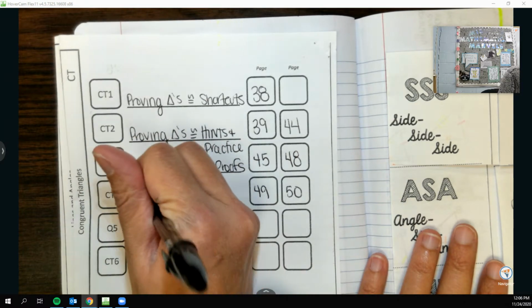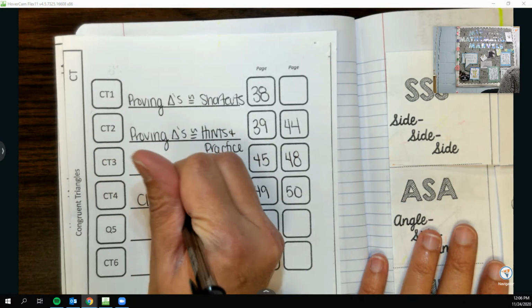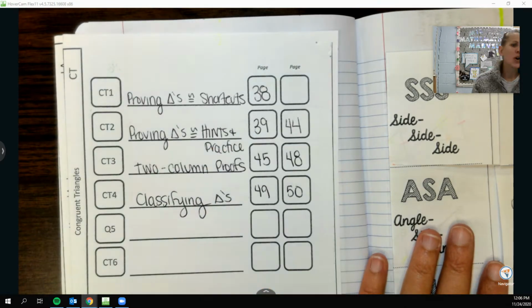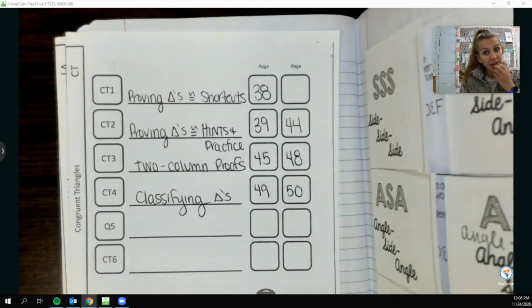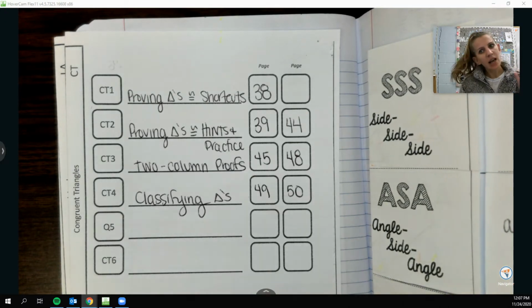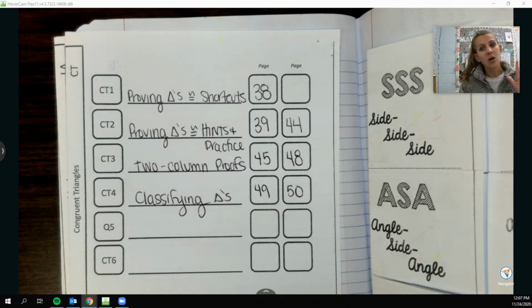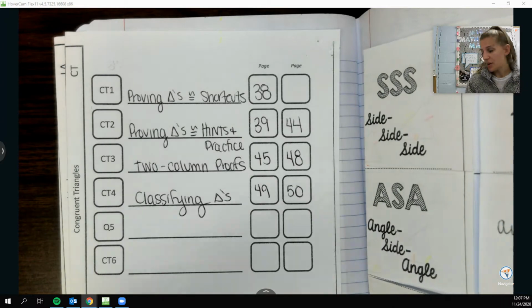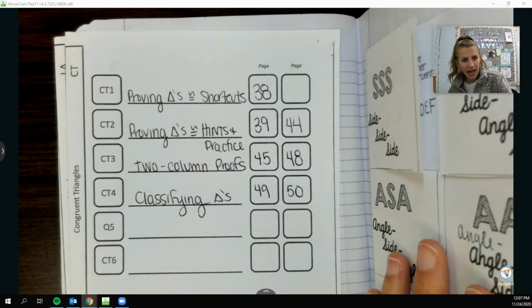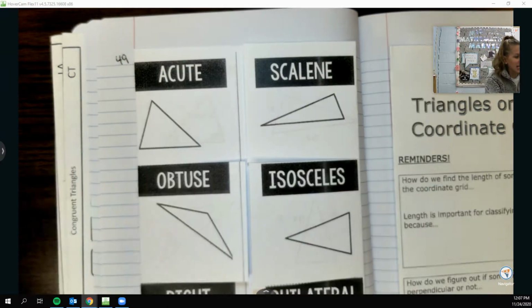We're going to talk about classifying triangles. So less about proving that they're congruent to each other and more about when I look at one triangle, what do I call it? Like, how do I name it appropriately and all that fun stuff. So yeah, let's take a look.